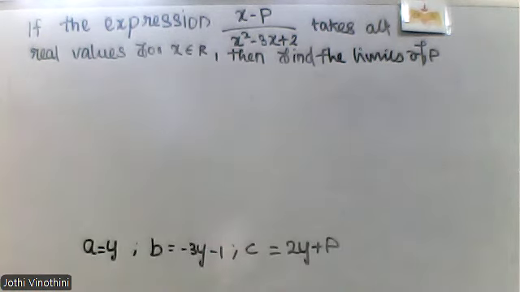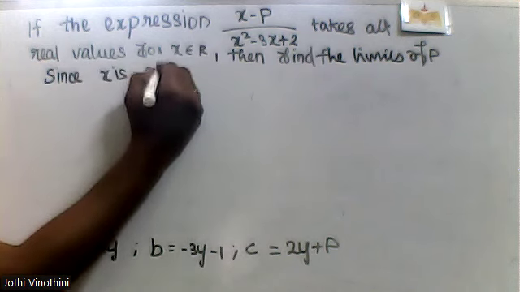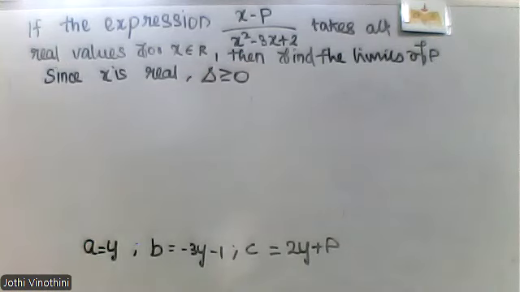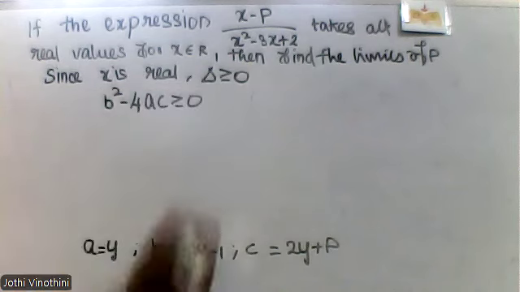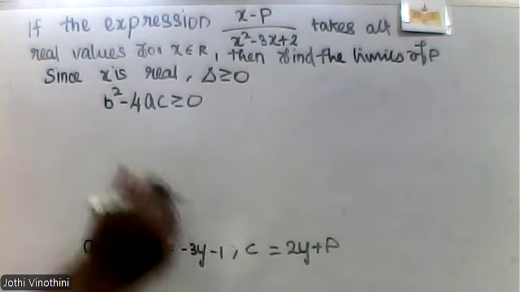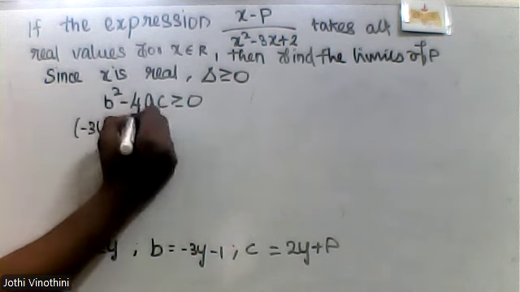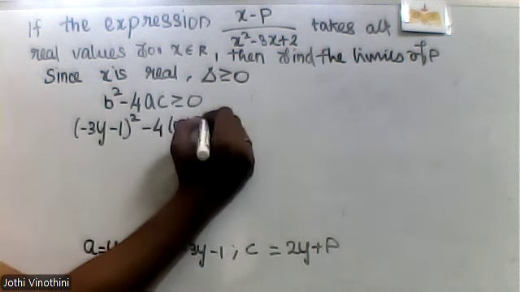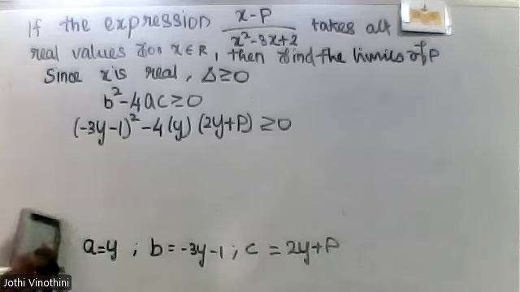See, in the question itself, we know that x is real, right? Since x is real, del must be greater than or equal to 0. If del must be greater than or equal to 0, it means b squared minus 4ac must be greater than or equal to 0. What is the value of b? Minus 3y minus 1, the whole minus 1. So here it is b squared, so whole squared, minus 4. What is the value of a? y. What is the value of c? 2y plus p. So these must be greater than or equal to 0.